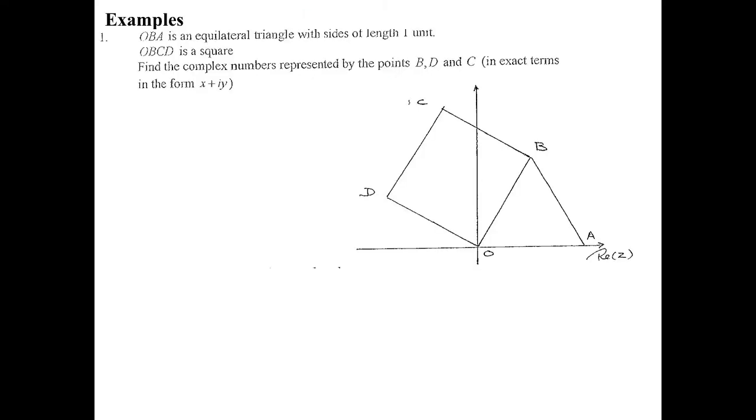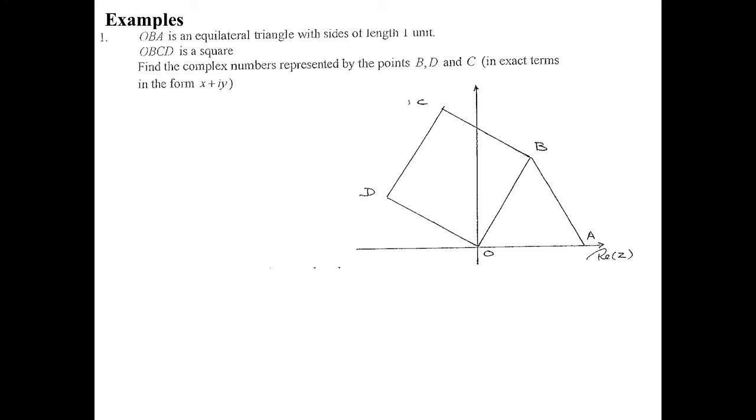Some more examples. OAB, equilateral triangle. Side length 1, that makes it nice. And OBCD, that's a square. We need to find the points B, D and C. You know, when they ask you questions, sometimes they ask them in a certain way. You've got to think to yourself, why didn't they say, find the points B, C and D? They said find B, D and C. Maybe they're giving me a hint as to which order to do this in.